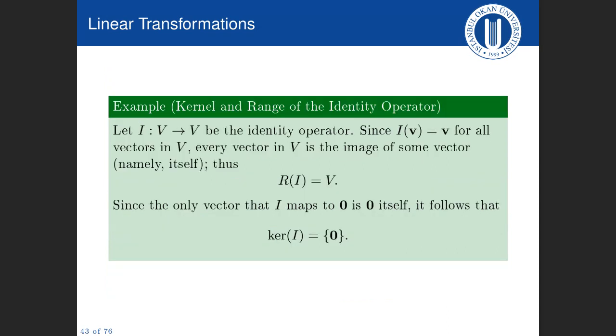The identity operator next. Let I be the identity operator. That's the operator which maps every vector v to itself. I of v is v. But then every vector in V is the image of some vector, because it's the image of itself. T of v is equal to v. So the range of I must be all of V. Which vectors map to 0? Only 0 is mapped to 0, because every vector is mapped to itself. So the set of vectors which map to 0 is just the set containing the 0 vector.